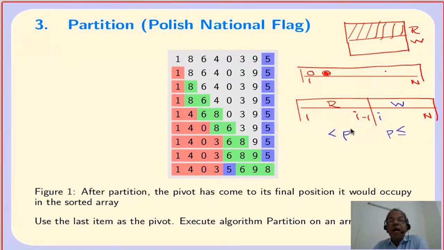Partition the array in such a way that the subarray 1 to i minus 1 has all the numbers less than the pivot, red. And the subarray i to n has all the numbers greater than or equal to the pivot, white. Take 30 seconds and write this algorithm. Then we will proceed.